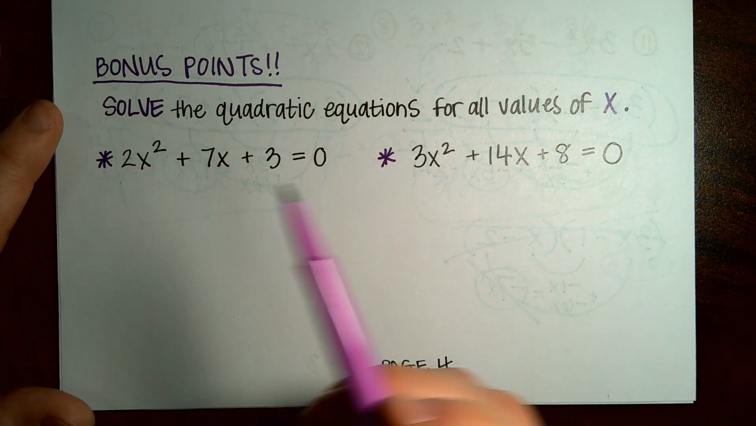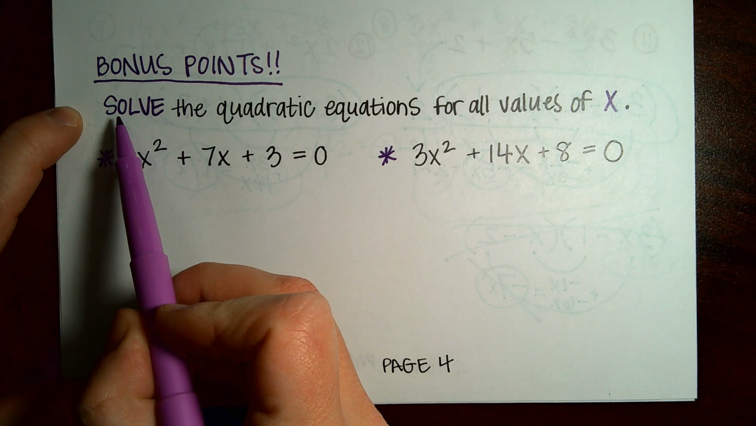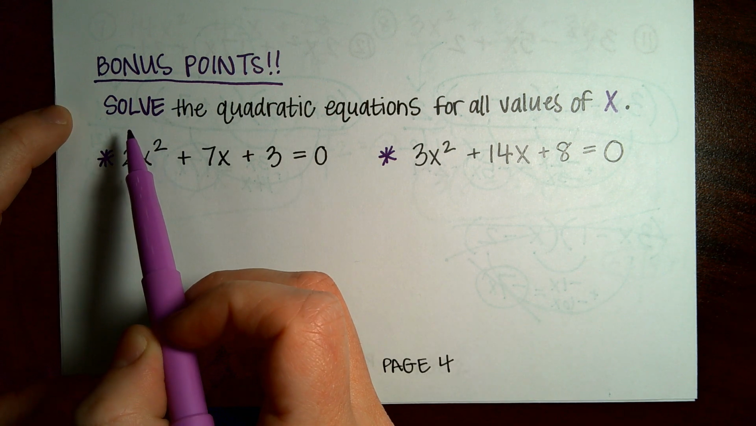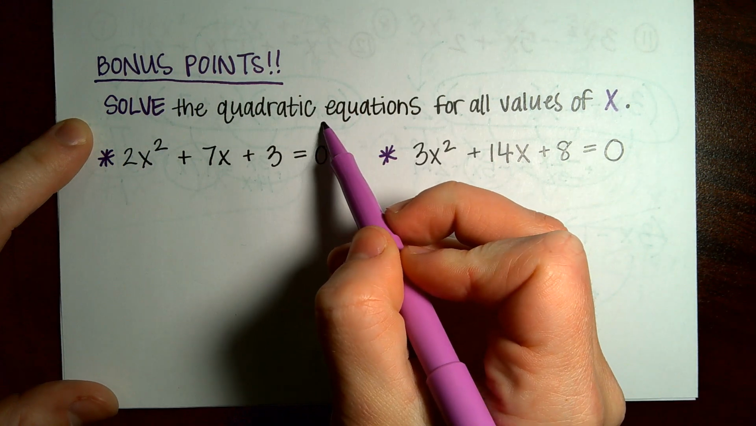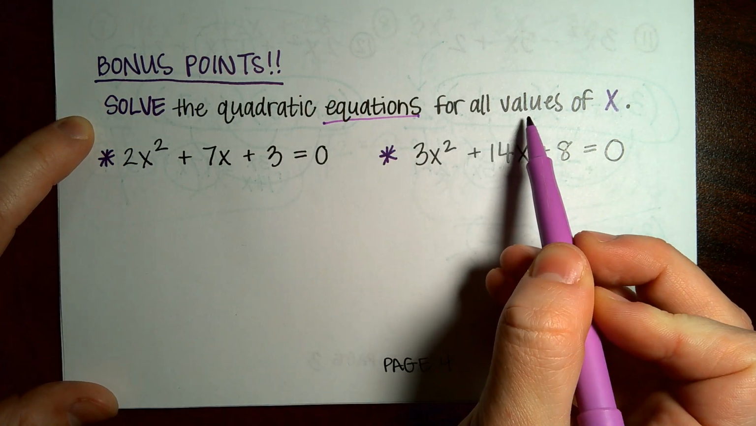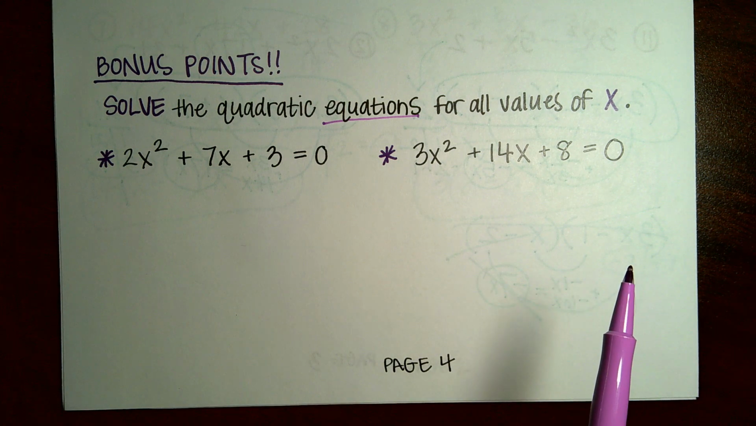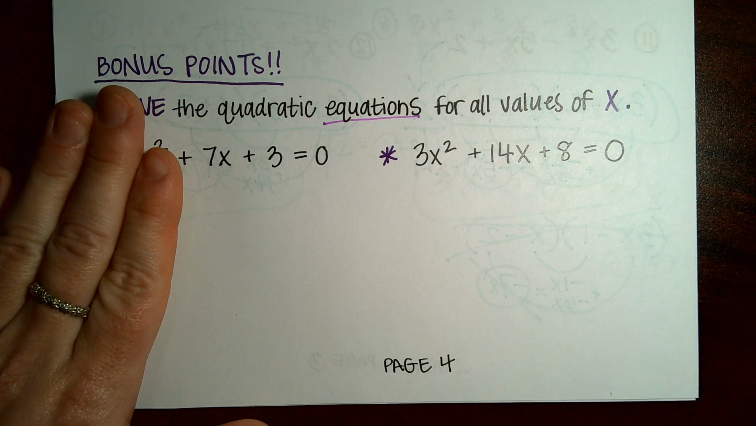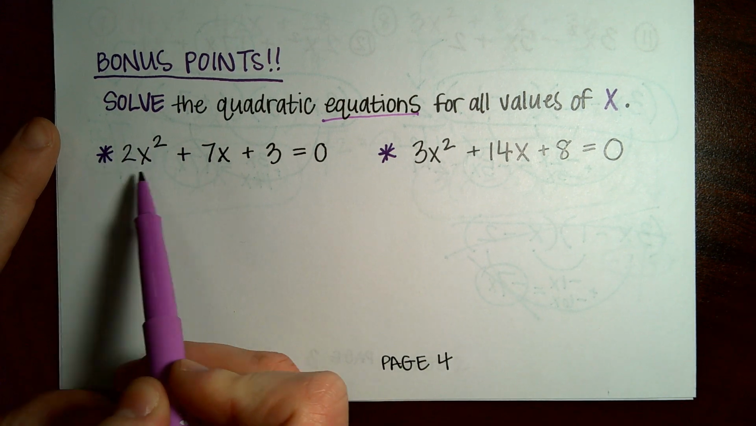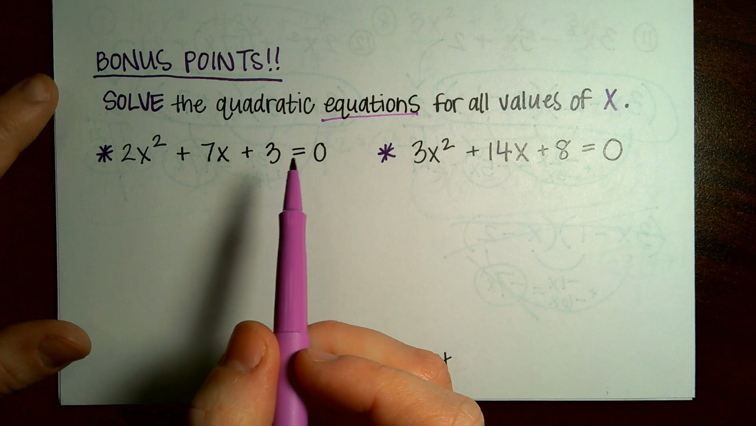So 4 bonus points. These are worth 2 points each, meaning you can get 2 bonus points each, a total of 4 bonus points. You are going to solve the quadratic equations for all values of x. So whenever we're solving for x in a normal equation, we always just have one answer, x equals something. With a quadratic equation, we're going to have 2 values for x. And it's not as scary as it might sound.